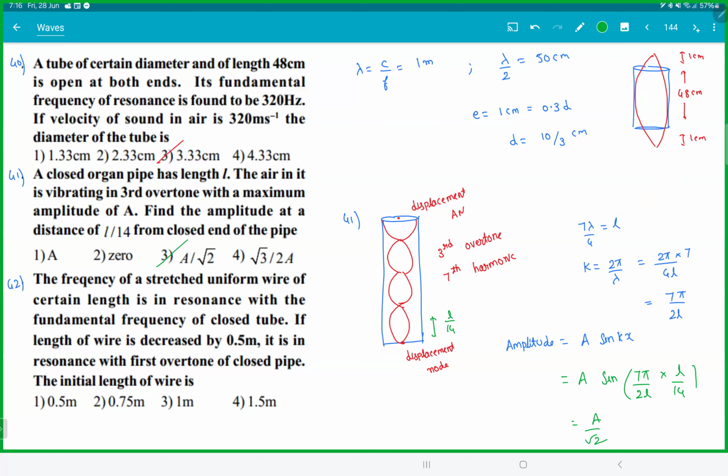Clear? Since you're asking for displacement, I'll keep everything in displacement. I won't use pressure here. This thing actually becomes like a string only. Keep going. 42. Now we are comparing sonometer with organ pipe.